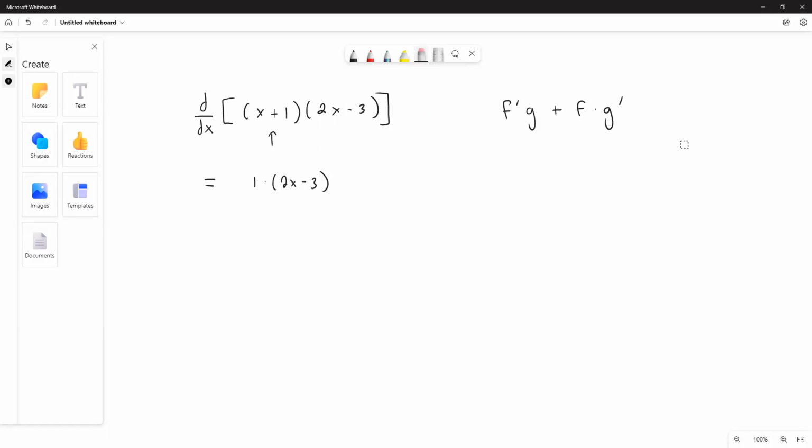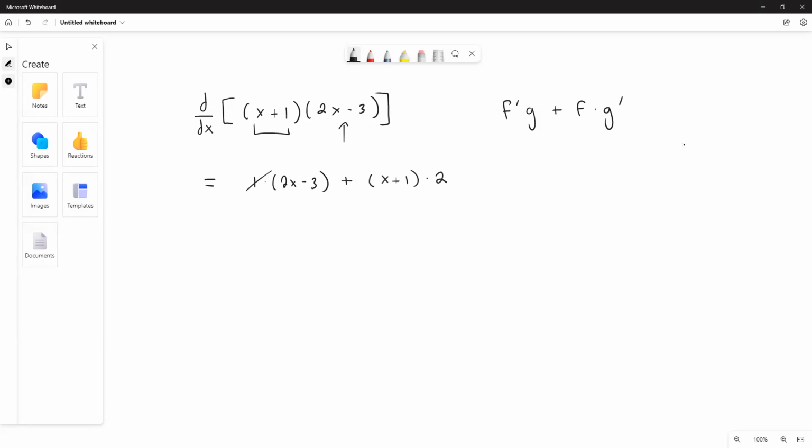Okay, then what we do is we add, right, fg prime, so we take the first piece as it is, so x plus 1, and multiply it by the derivative of the second piece, which is 2. All right, now some teachers will let you leave it this way. This is pretty easy to distribute and combine like terms, so let's do that.